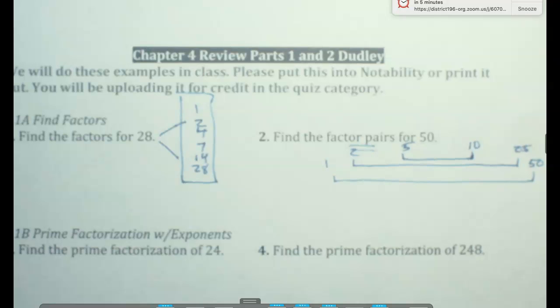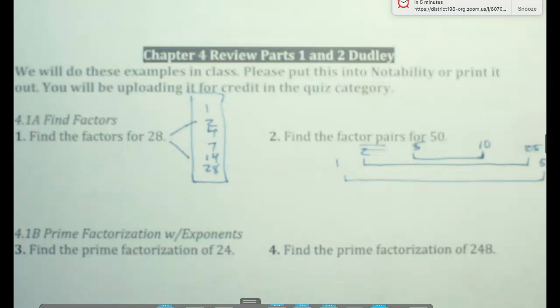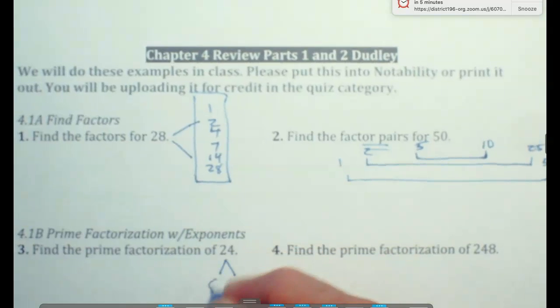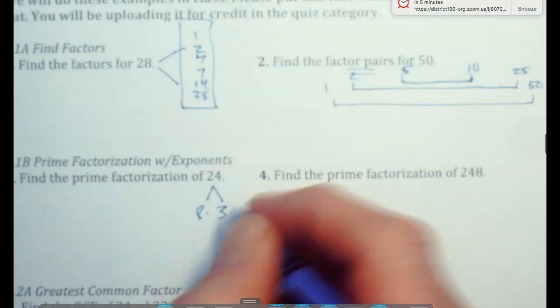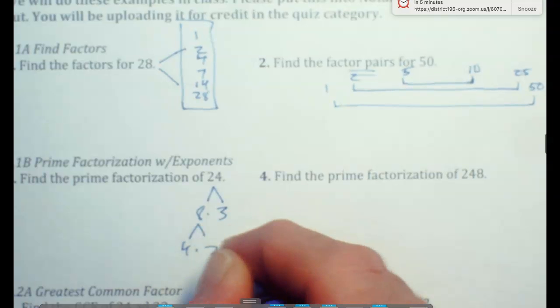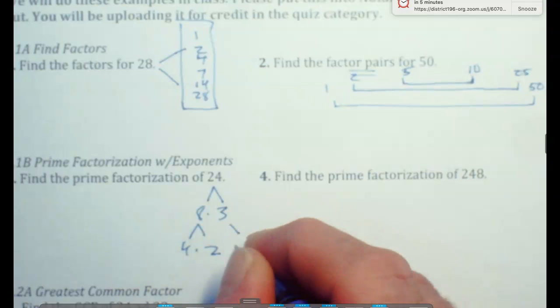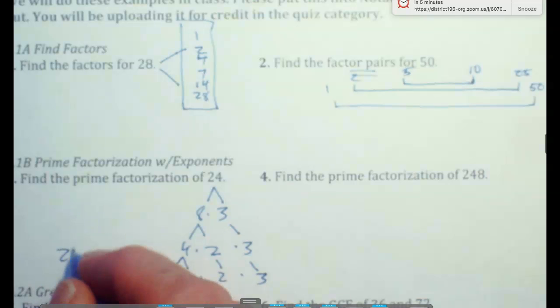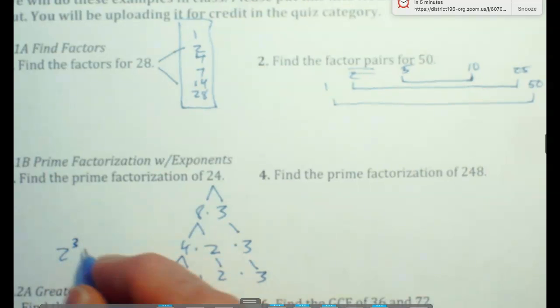Okay, prime factorization of 24. This is where we want to get it down to a string of primes. So let me just break 24 down. I could break that down into 8 times 3, and I could break 8 down into 4 times 2. 3 is already prime. Break 4 down to 2 times 2. This 2 is already prime, and this 3 is already prime. So we actually have 2 to the third times 3.